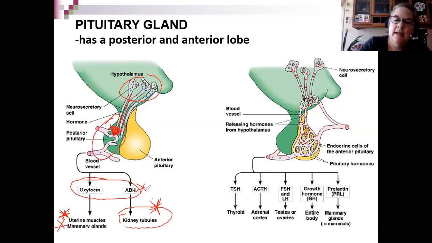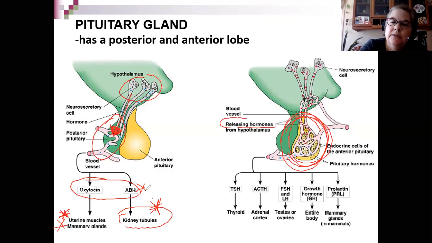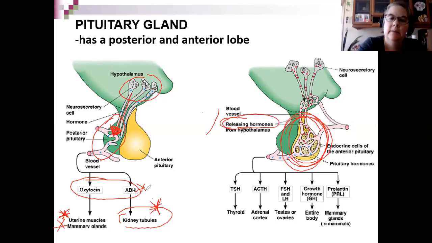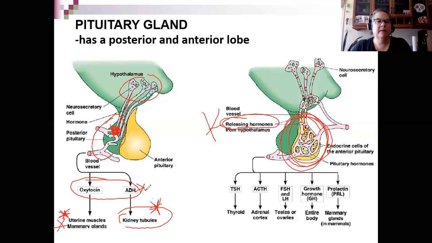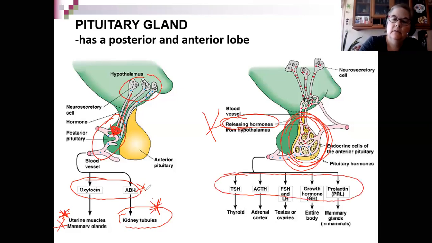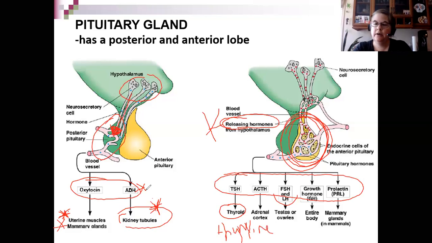All right, so now when we look over on this side, now we're looking at the anterior pituitary. Okay, now the anterior pituitary, in order for it to release hormones, it needs a releasing hormone message from the hypothalamus. So unless it gets this releasing hormone message, hormones don't get released from the anterior pituitary. The hormones we need to know for Bio30 are these ones. Oops, and LH. So TSH stands for thyroid stimulating hormone. It stimulates the thyroid to release a hormone called thyroxine, which helps control metabolic rate.